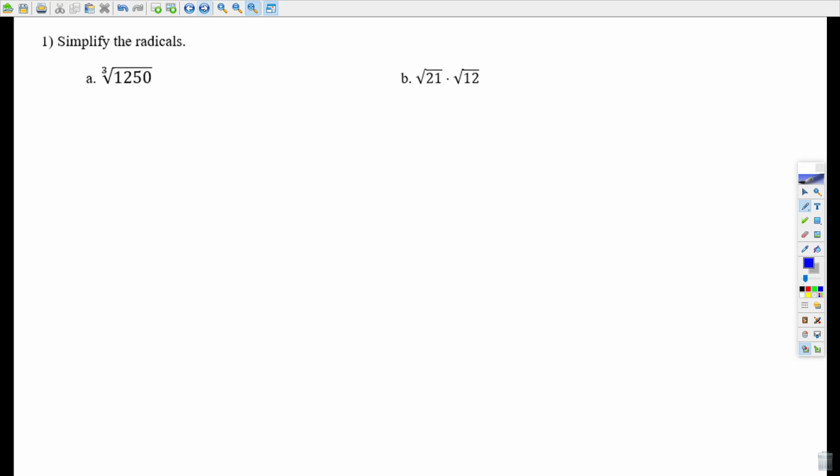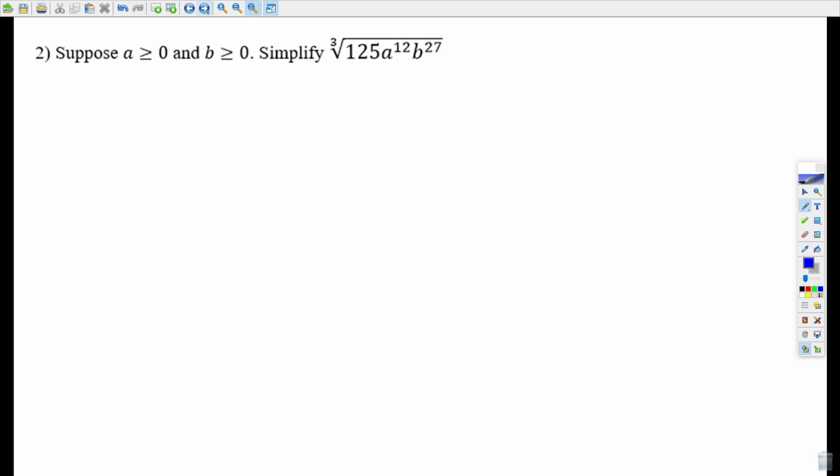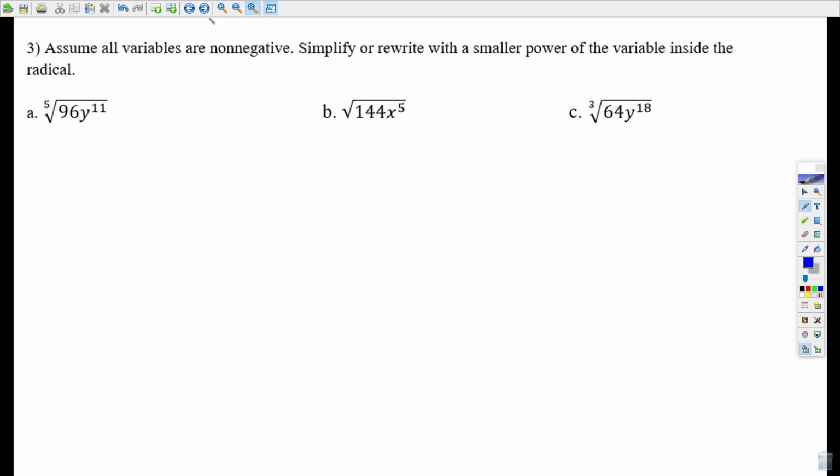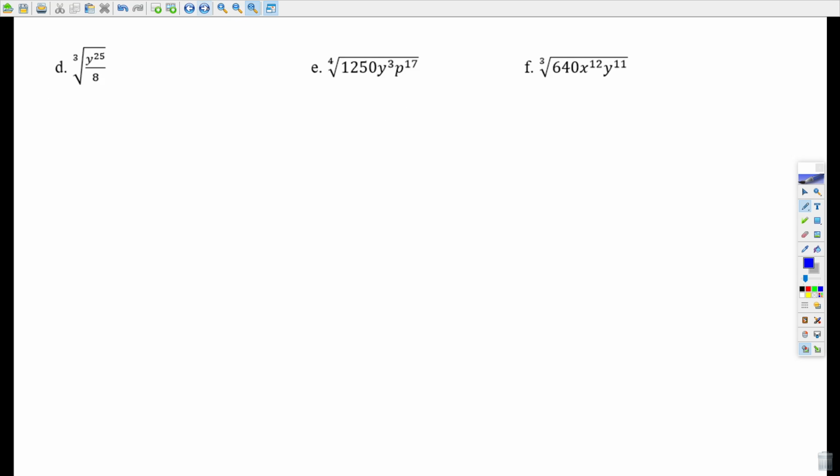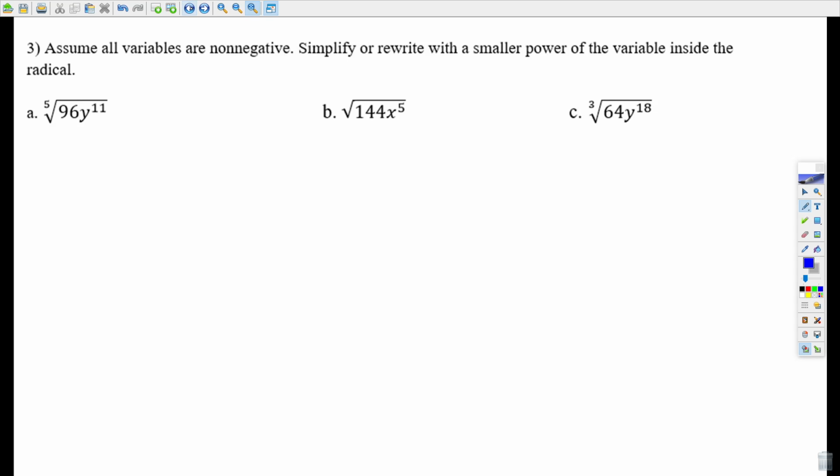Is there any more like that? These ones are easy. These ones are better. This one looks good. Cube root. We're doing a lot of cube roots, huh? Let's maybe do a 5th root one real quick.